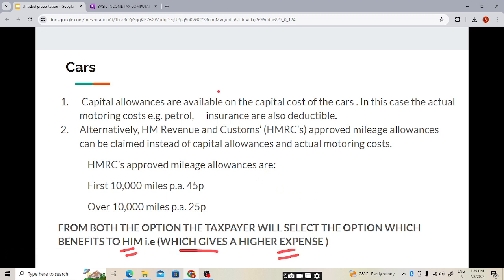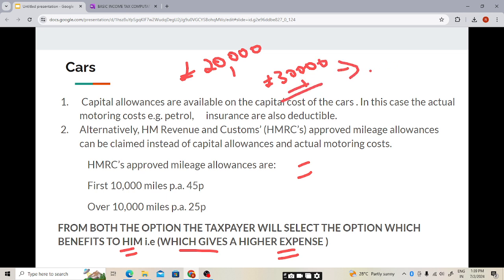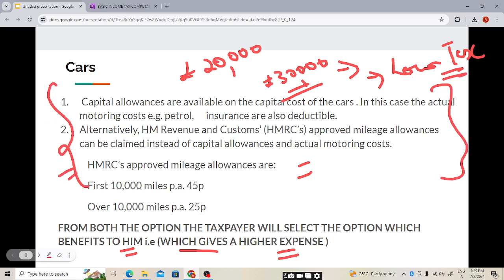If we take an example, you are calculating the capital allowance and your actual motoring cost gives rise to 20,000 pounds, and the mileage allowance will give you 30,000. So which one will you select? You will select this option, because this option will reduce your property income and you will have a lower tax. This an individual can choose, as HMRC has provided two options for them. So I think we will be clear with this also.